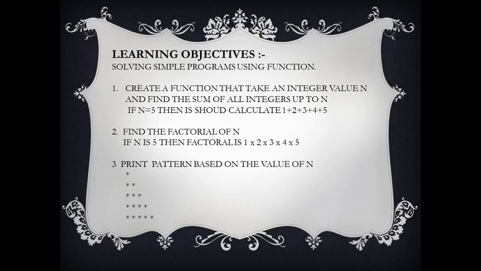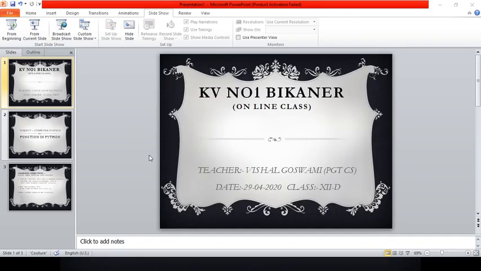And the third question that we will practice is printing the pattern. If I provide n, it will print n lines, and the number of stars in each line will be equal to the line number. Line number 1 means 1 star, line number 2 means 2 stars, likewise. So we shall practice how to solve this question.